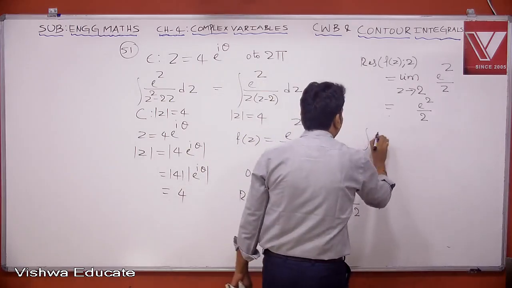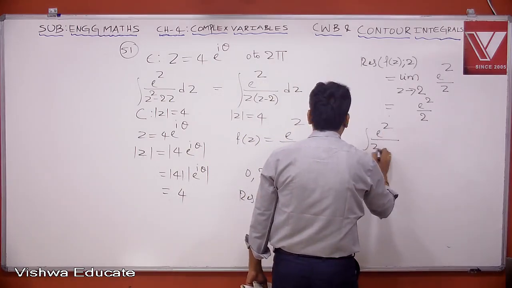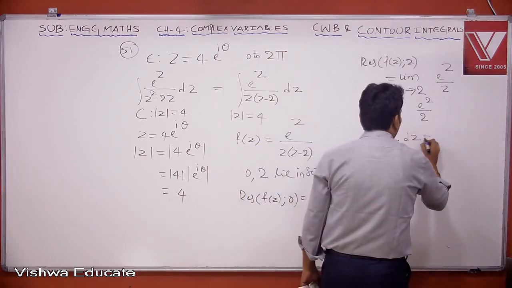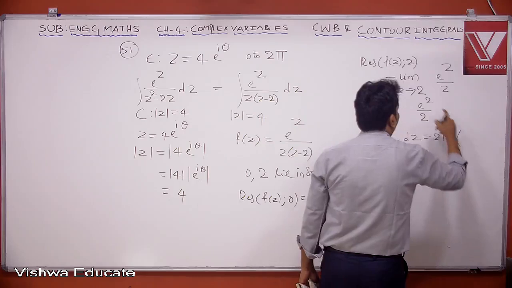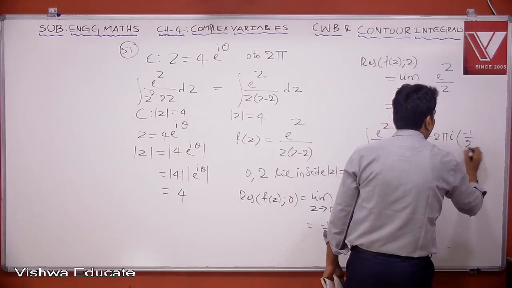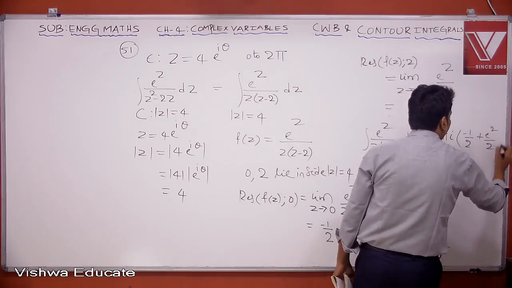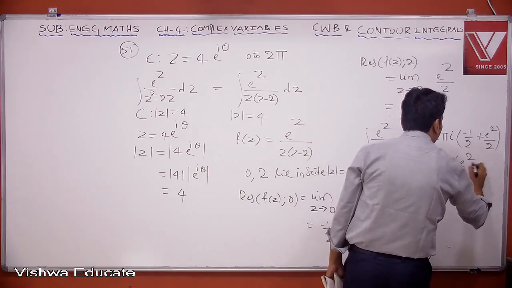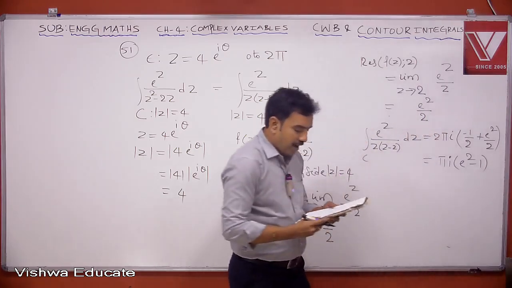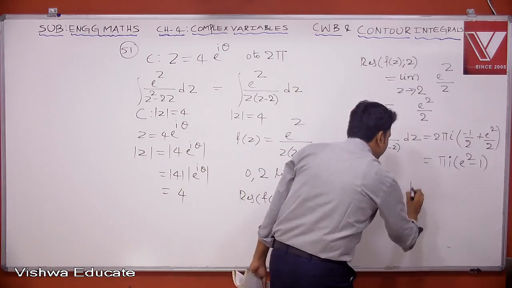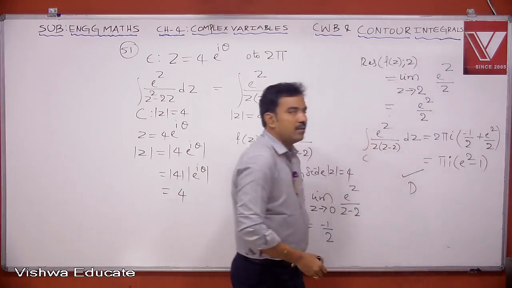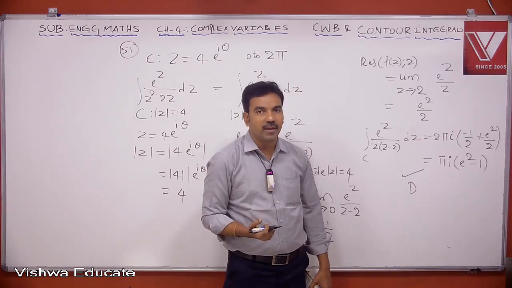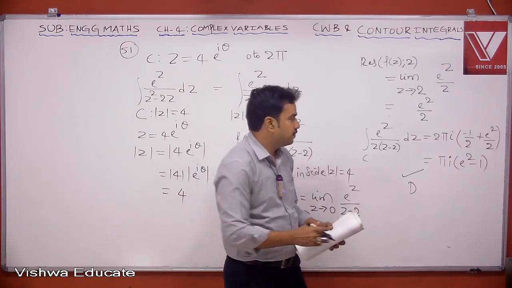Therefore, this contour integral of e power z by z into z minus 2 dz over C equals 2 pi i into the first residue, minus 1 by 2, plus the second residue, e square by 2. So therefore 2 will be cancelled. This is pi i times e square minus 1. So option D is the right answer. Simple calculation: find the residues, add the residues and multiply with 2 pi i. So the answer is D.